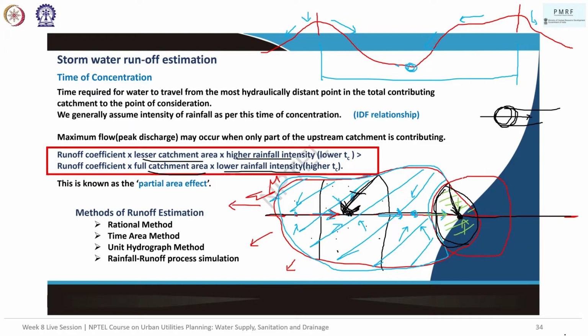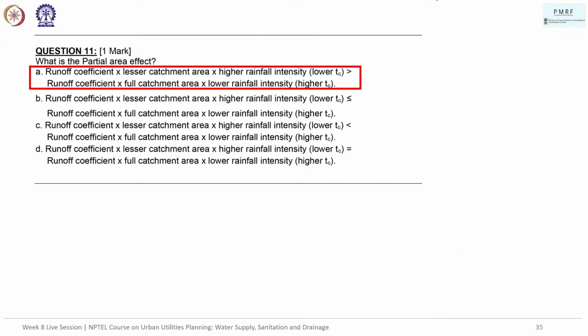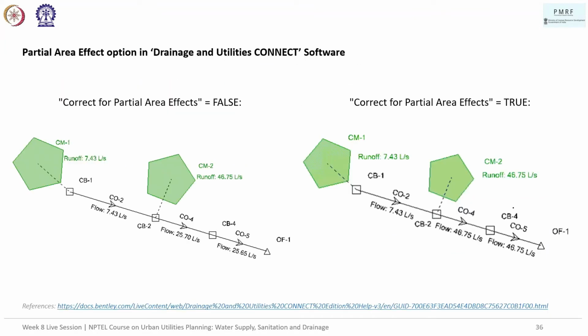So how does this matter? Like, why is it going to be a problem for us? So the answer is A. Let's go. So there, I'm just showing an example. Again, please don't go into the details or what CO means. Let's not go into the details of the solution. I'm just going to highlight a couple of points regarding the partial area effect alone.